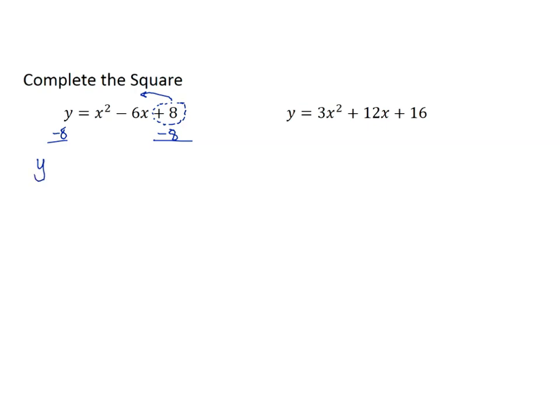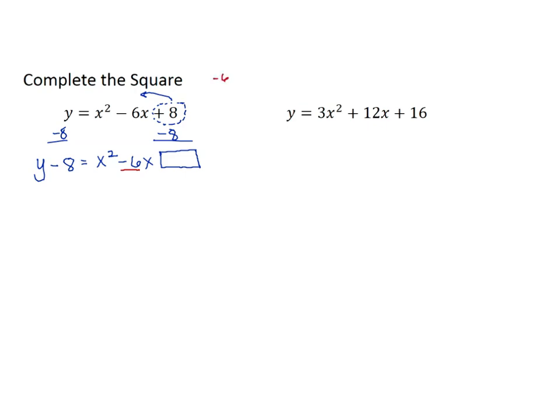On the left, I can't combine these like terms. I just leave it y minus 8. On the right, I have x squared minus 6x. Now we're going to do the same thing we did on the previous screen, and fill in what should go here. I remember from before, I take my middle term. My middle term is -6.